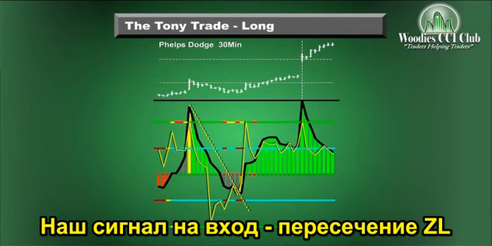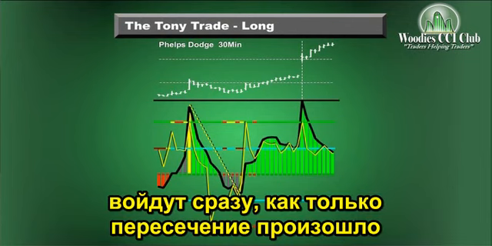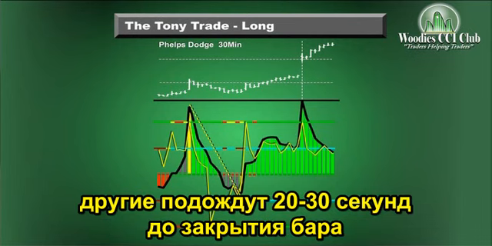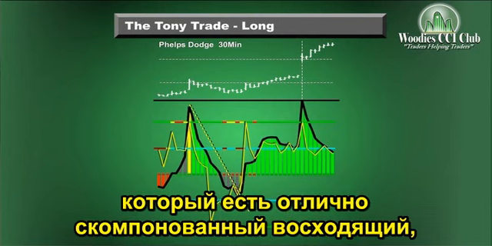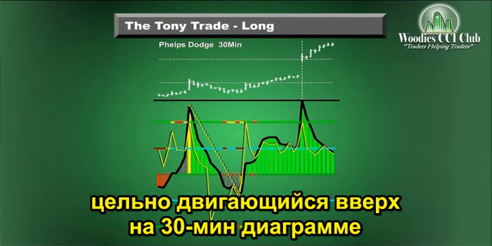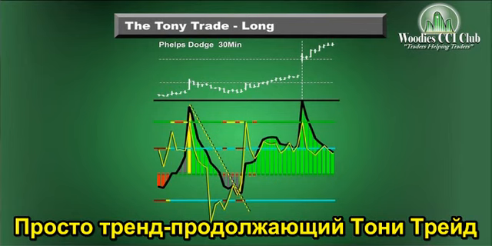Our trigger was crossing the zero line. Now some aggressive traders take it immediately as soon as it crosses the zero line. Some other traders that are more moderate will wait 20 to 30 seconds, and then the more conservative traders wait for bar close. So we enter on the trade here and go right back to the prior trend, which was a nice up move, and collect this whole up move on a 30-minute chart. So again, a nice trade, just the trend continuation Tony trade.